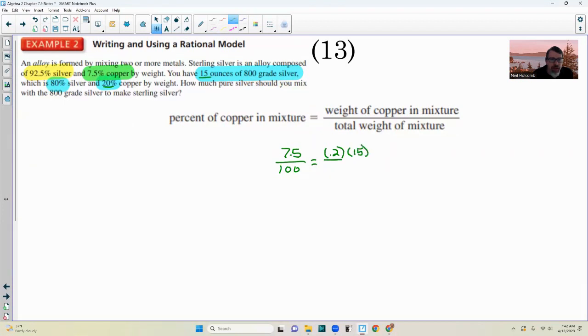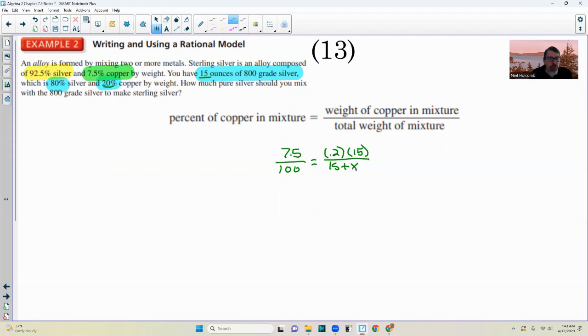Okay, 20% times the 15 ounces. And you're going to divide that by the total weight. Well, the total weight is that 15 ounces, and we have to add to it. We don't know how much we have to add, and that's what we're trying to find. So 20% of the 15 ounces is copper. So the weight of the copper divided by total weight of the mixture, and we want it to come out to be 7.5% copper because the sterling silver is 92.5%. So we know how much copper we have.